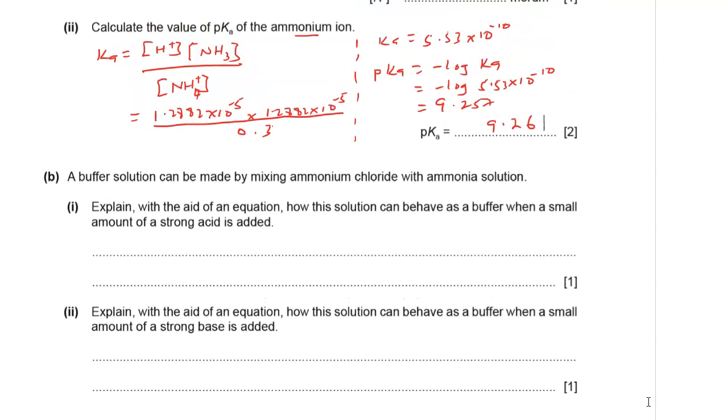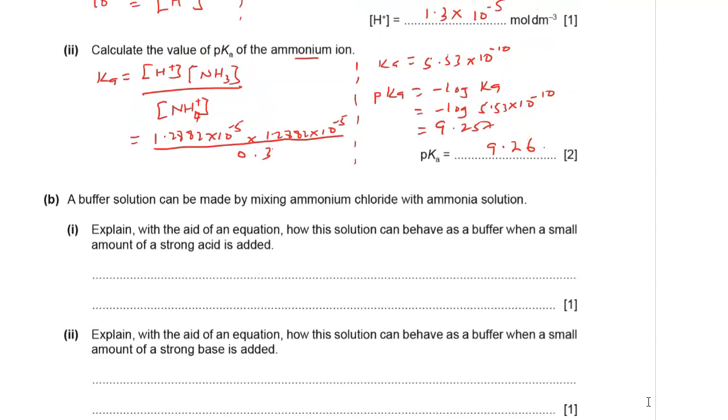Part B, we are told a buffer solution can be made by mixing ammonium chloride and ammonia solution. Explain with the aid of an equation how this solution can behave as a buffer when a small amount of a strong acid is added. Right, so we write the equation here. Ammonia plus hydrogen ion will give us ammonium ion.